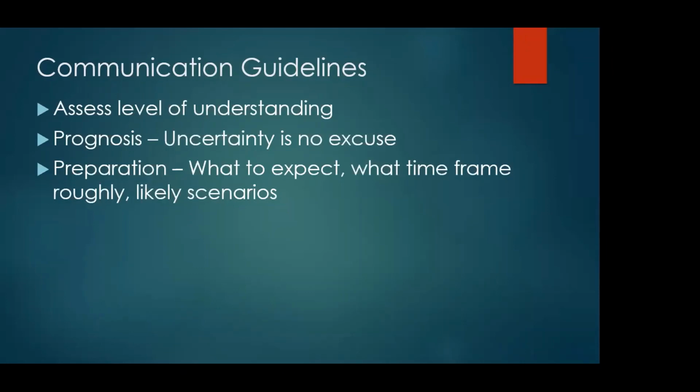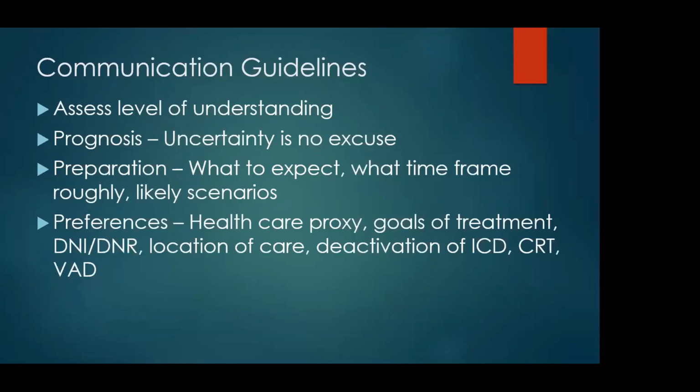We are supposedly good at this, so this doesn't need a lot of contemplation at this juncture. So we can talk about the preferences. Is there another person who you would appoint? This doesn't normally happen in our country because there's a lot of collusion, and it's the relatives who take the responsibility. What are the goals of treatment, DNI, DNR, location of care, deactivation of ICD?